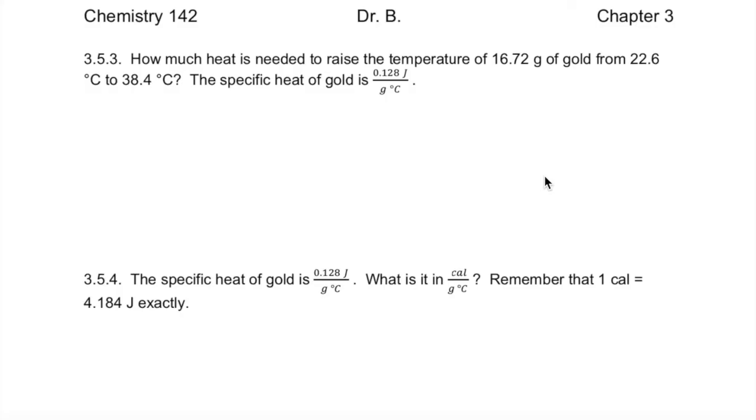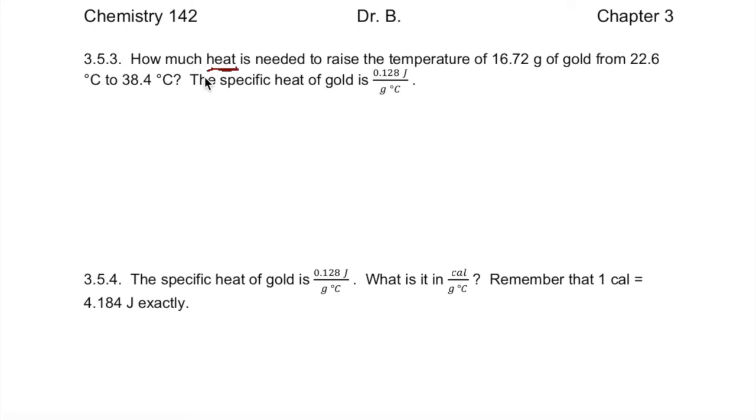For the rest of this lecture, I'll just go through the problems 3.5.3 to 3.5.7. So if you want to just try these on your own and look at the answer key, that's fine too. If you want to see them worked out, then keep listening.